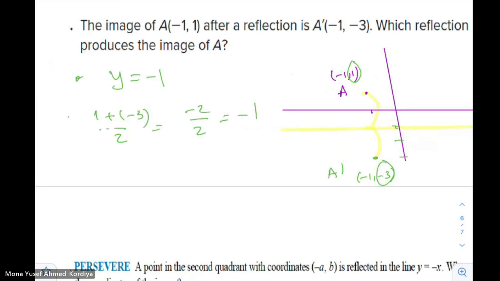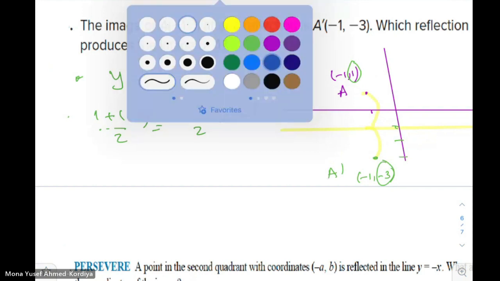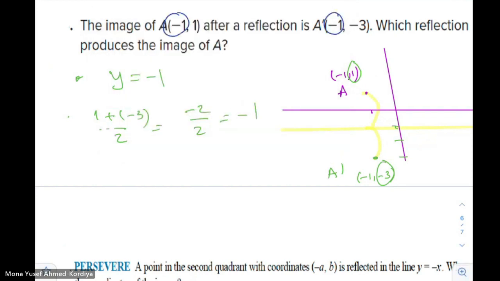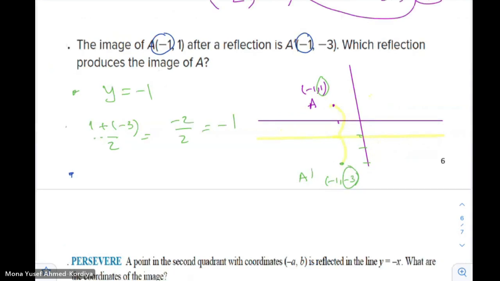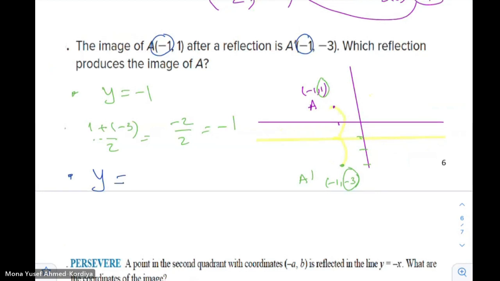What other approach? We can use the rule that we have before. Since x is not changing, it is reflected across y equals something, across a horizontal line. So we should expect y equals something. How can we find the y? You remember that we name it as b. So we say that 2b minus the number, which is y, the original y, equals the new y.